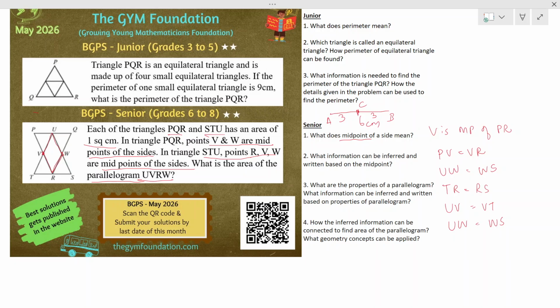So the base we need to figure out. The only thing given is the area of the bigger triangle is 1 square centimeter. So we need to somehow relate the sides, midpoints and the sides given, so that we can find the area of the parallelogram. So let's see what the parallelogram's properties mean, because they have given that UVRW is a parallelogram.